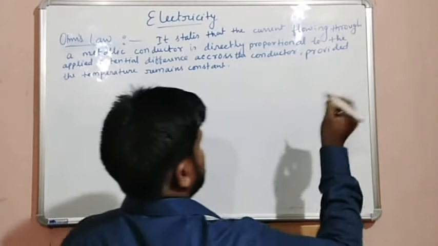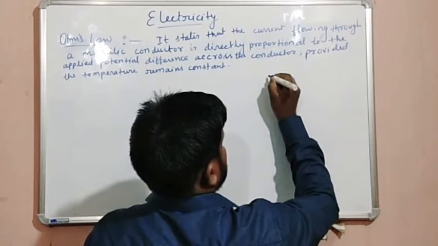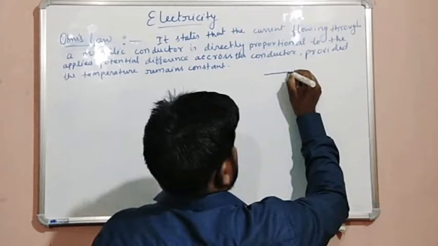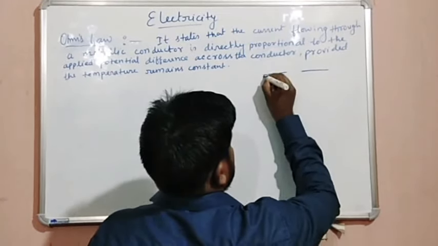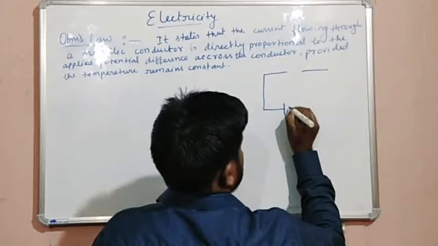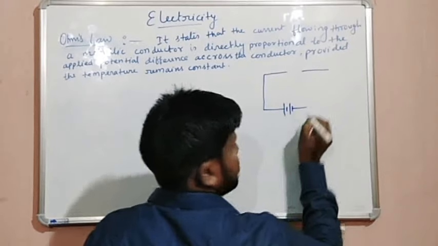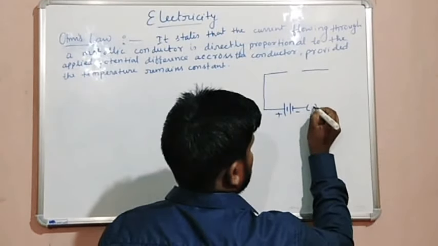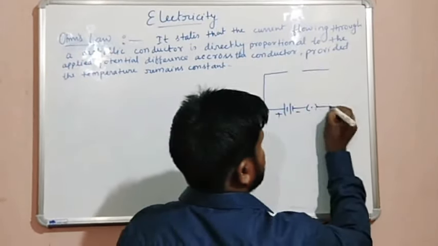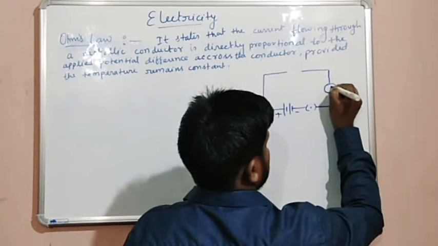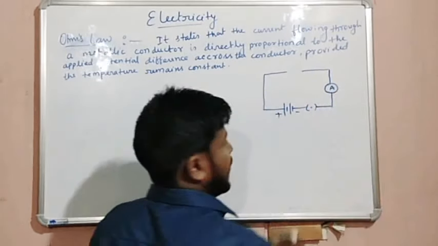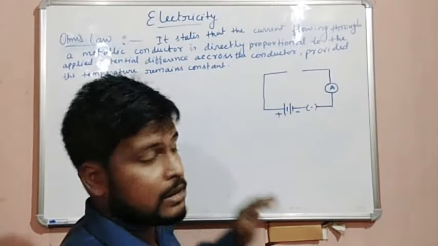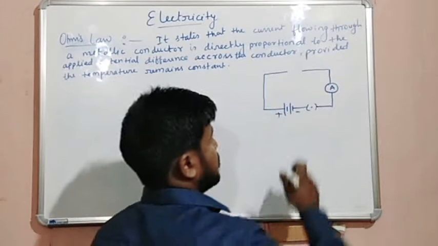Let us explain this. I'm explaining this using a circuit diagram. Suppose here it is a battery, a combination of cells. Battery is what? A combination of cells. It has a positive terminal and a negative terminal. Here I am using a key, and then here an ammeter. What does an ammeter do? An ammeter measures electric current in an electric circuit.